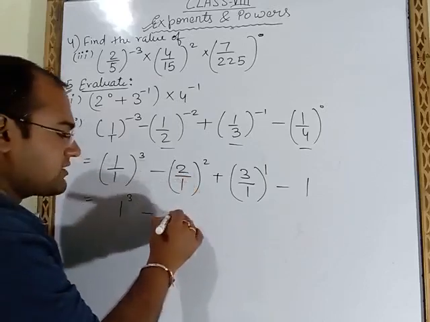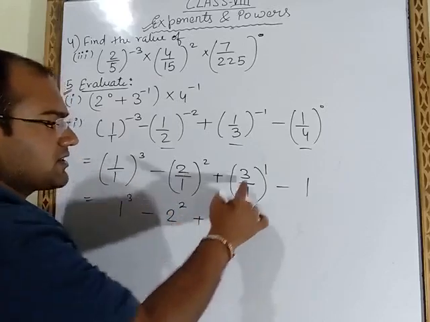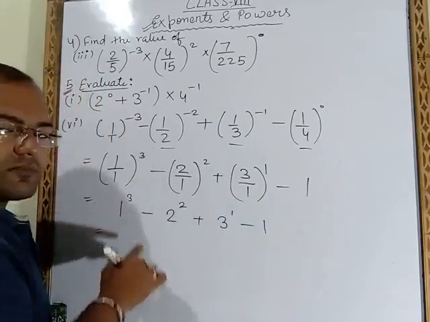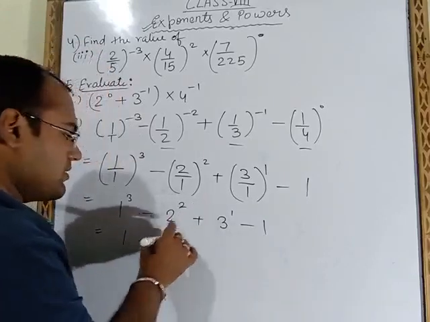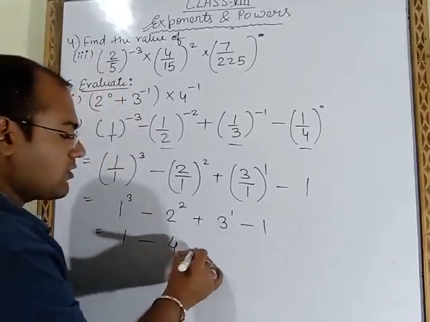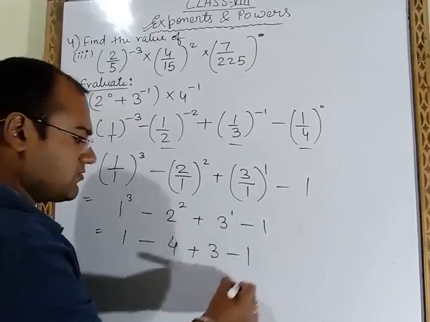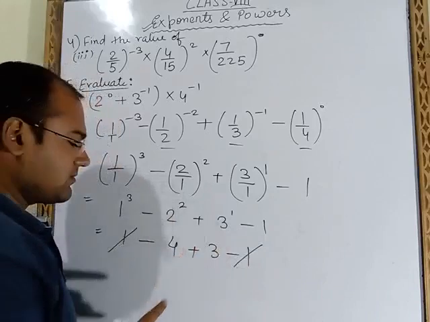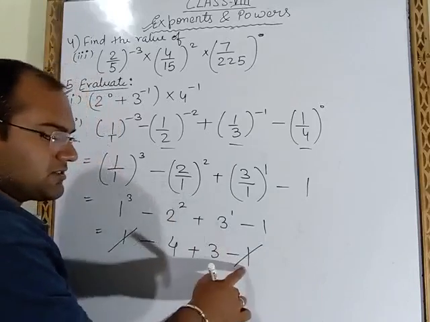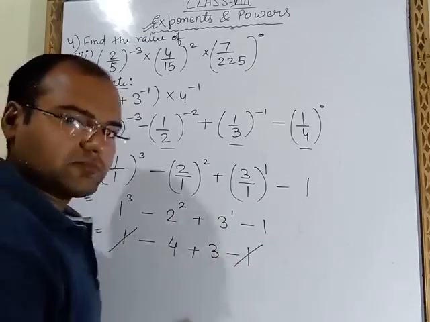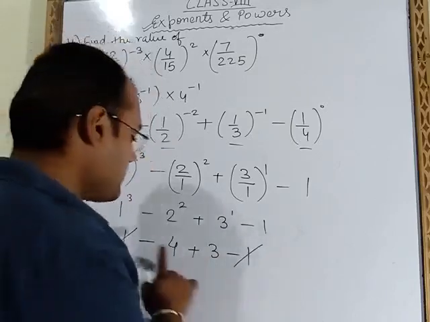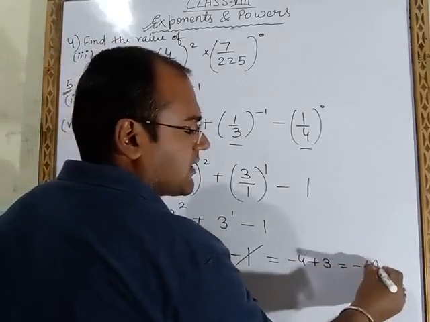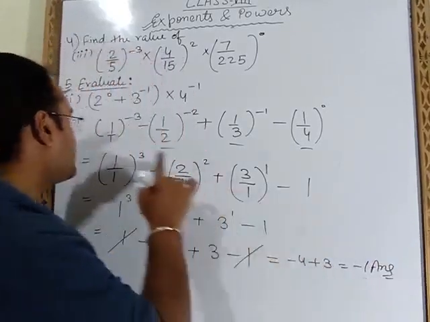2 divided by 1, answer will be 2. Power 2. Plus 3 divided by 1, answer will be 3. Power 1. Minus 1. 1 power 3 means 1 into 1 into 1, answer will be 1. 2 power 2 is 2 into 2, 4. 3 power 1 means 3. Minus 1. This is plus 1 and this is minus 1. Both the numbers will get cancelled, because signs are opposite but numbers are the same. So in this case we will cancel them. Minus 4 and plus 3, answer will be minus 1. So this is your final answer of this sixth part.